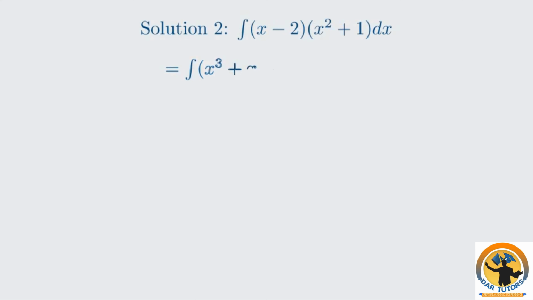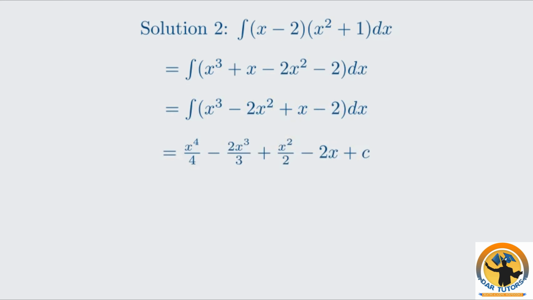Now for question 2. First, we must expand the product. (x minus 2)(x squared plus 1) equals x cubed plus x minus 2x squared minus 2. Rearranging the terms, we get x cubed minus 2x squared plus x minus 2. Now we integrate term by term. The integral is x to the 4th over 4 minus 2x cubed over 3 plus x squared over 2 minus 2x plus c.